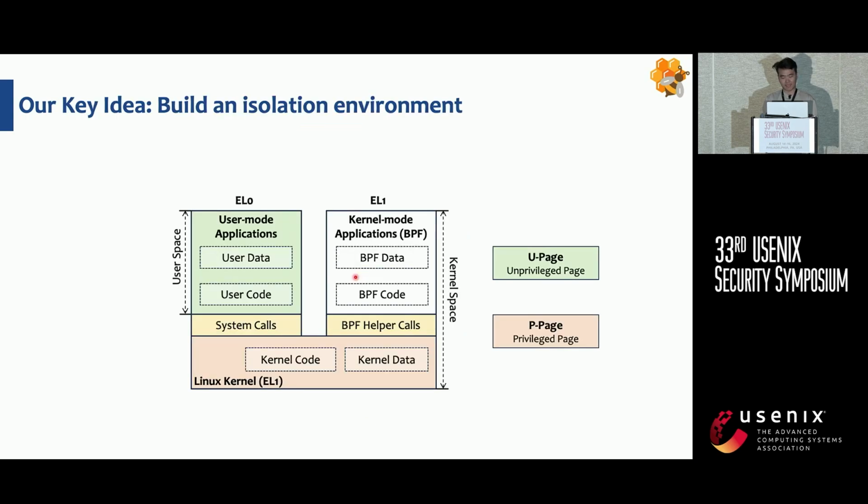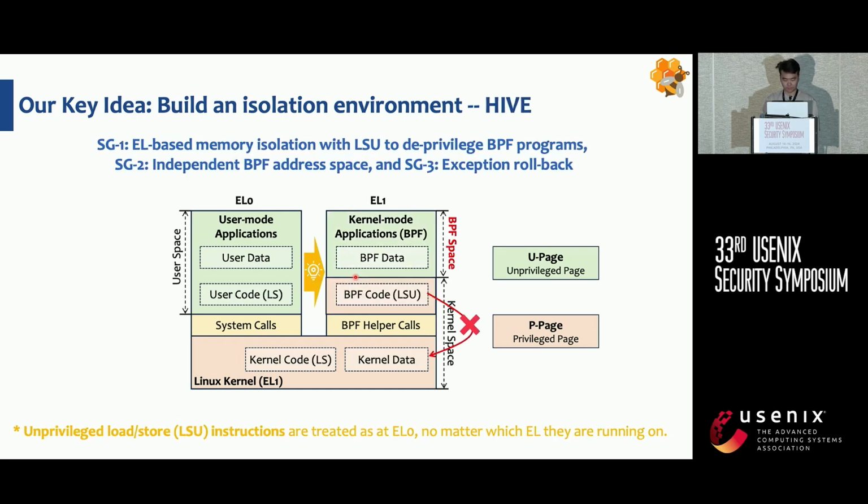So our key insight is that the BPF program can be viewed as a kernel mode application. So we can learn from the isolation of user applications. The user mode application runs at EL0, so it cannot access kernel memory because these kernel memory pages are privileged. Each user application runs in its own independent address space, so they have no kernel layout information. And last, the hardware provides crash isolation for the user process.